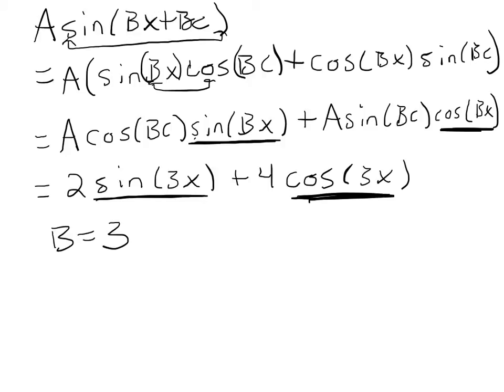So that's a sine of bx, that's a sine of 3x. The only way that can be the same is if b is 3. So b's got to be 3.